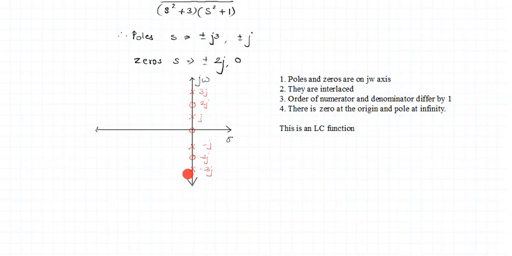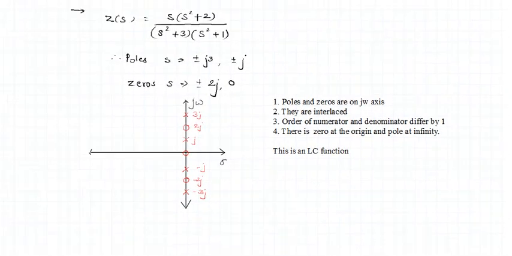And one more important thing we observe is that in the given transfer function, the difference in the order of numerator and denominator is 1. The highest order of the numerator is 3. The highest order in the denominator is 4. So they differ by 1. All these characteristics are of an LC function.